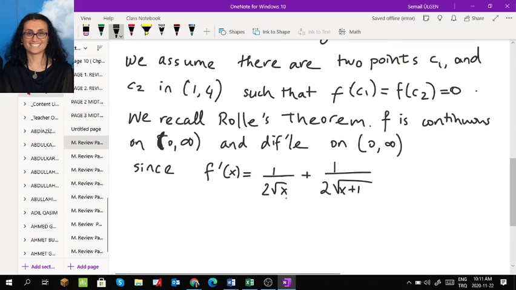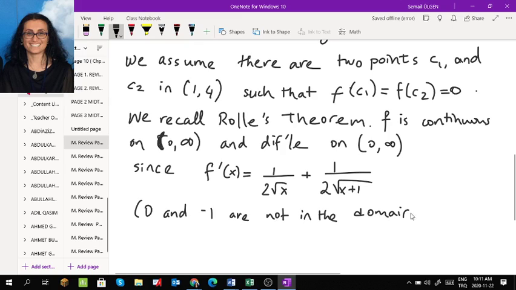See, this is not differentiable at 0 and -1, but 0 and -1 are not in the domain. If they were in the domain, then that would be a problem. Okay, so we can apply Rolle's theorem.